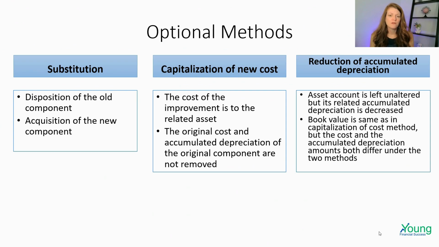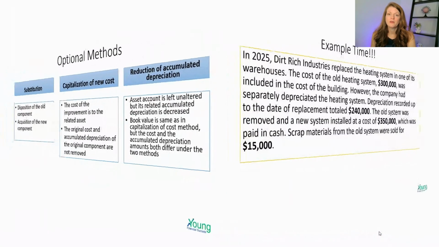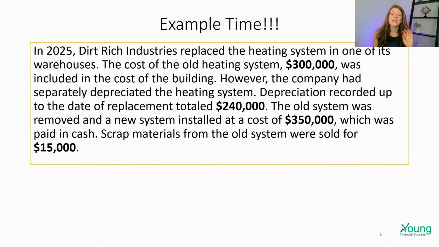And we're going to see examples of all of this, so don't panic if you're like, what are we talking about? The asset account is left unaltered, so the actual asset on the balance sheet, but its related accumulated depreciation is going to decrease. The book value is the same as in the capitalization of the cost method, the one right before, and the accumulated depreciation amounts differ under these 2 methods. So let's jump into looking at the 3 methods, and we're going to use this same example in all 3 methods.